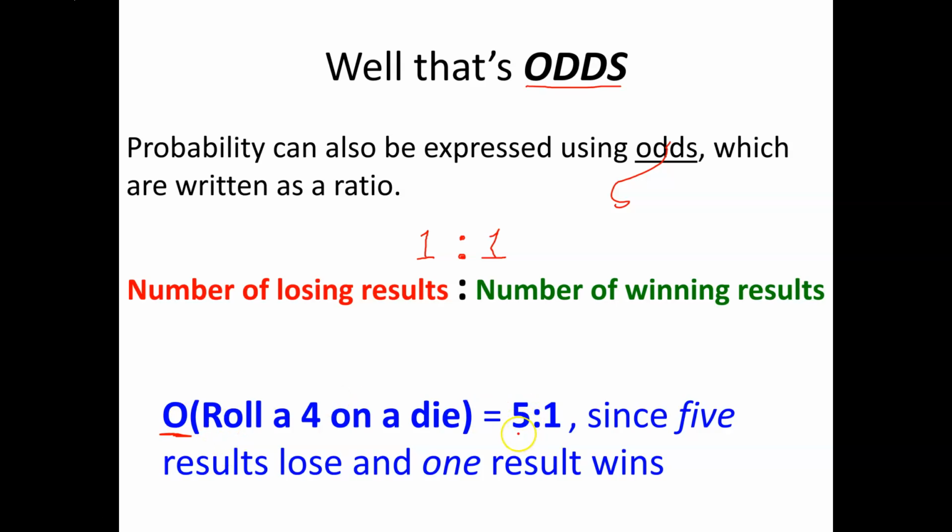Our odds of that happening are 5 to 1 because there's only one way to win if we roll a 4, and there's 5 ways to lose if we roll anything else, 1, 2, 3, 5, or 6. So our winners are on the right, there's one way to win, and our losers are on the left. There's 5 ways to lose.